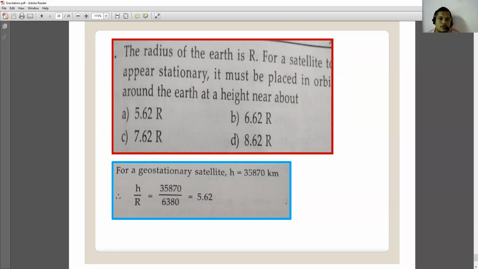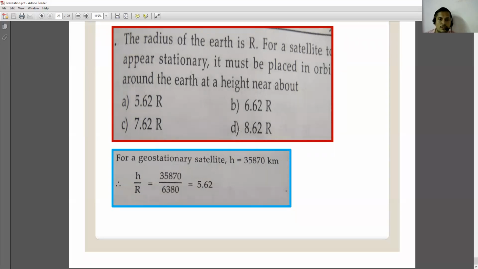So if we know this value, then we can determine these things. For that, these two things we have to know: the radius of the earth. The radius of the earth is standard, that is 6380. So if we put these values, we can get the answer. So expected is that these values are known to you or it is given in the MCQ, then you can solve it. So it is 5.62 R, that is the placement of that particular satellite at that height, which is 5.62 times the radius of the earth.